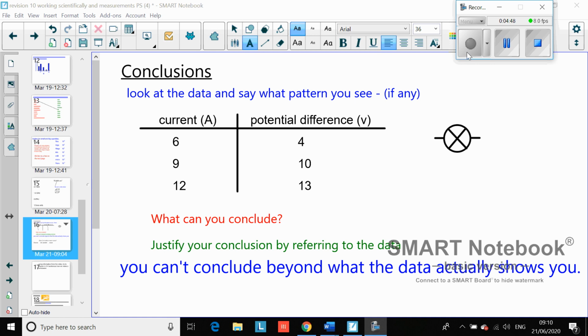Okay, welcome back. Now, the final thing you need to make sure you do is when writing a conclusion, you must refer back to the original hypothesis and say whether the data supported it or not. So the hypothesis for this experiment might have been that a higher current through the bulb would increase the potential difference across the bulb. So does the data support the hypothesis that as you increase the current, the voltage will go up? The simple answer in this case is yes. Okay.